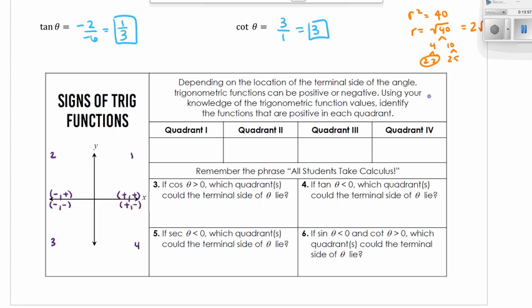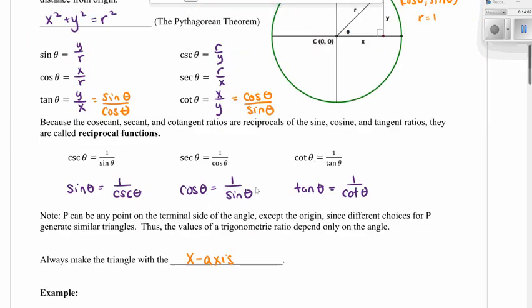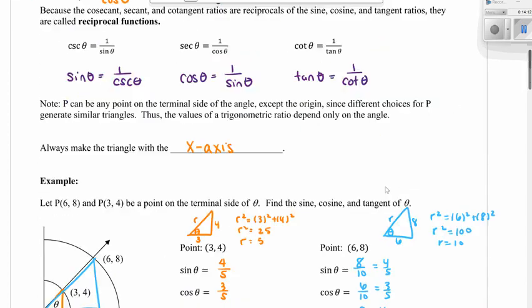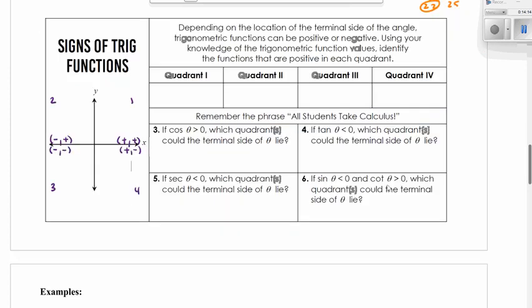So in the first quadrant, because x and y are positive, if we go back to our circle up here, we're thinking about this right here. If x and y are positive, and we know that our hypotenuse is always positive, that means that all trig functions would be positive in the first quadrant. So all trig functions. Normally we put an A there to stand for all.